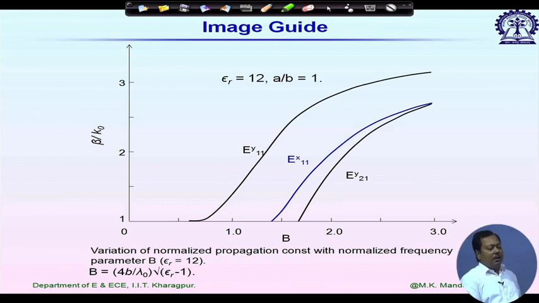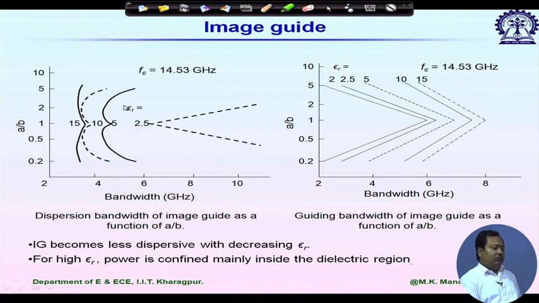And not only that, near the cutoff frequency and at higher frequencies, this line becomes dispersive. Beta by k naught is always more than 1, so it's supporting only slow waves. We face two problems for the image guide: one is lower monomode bandwidth, and the other is the dispersive effect.